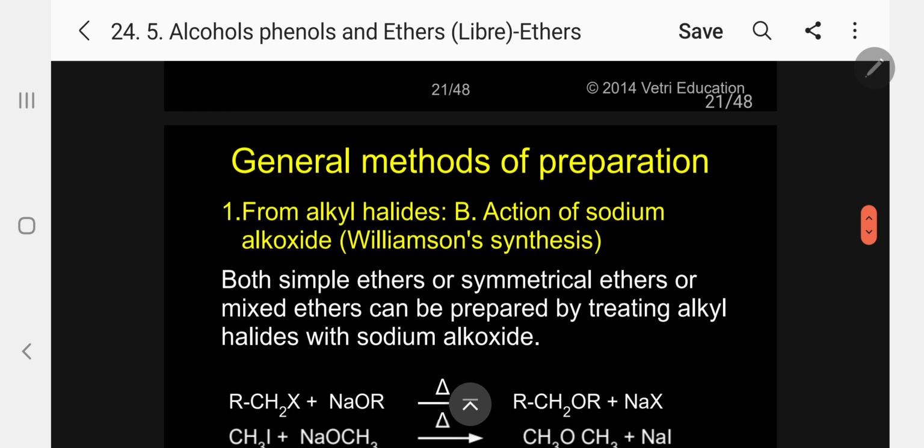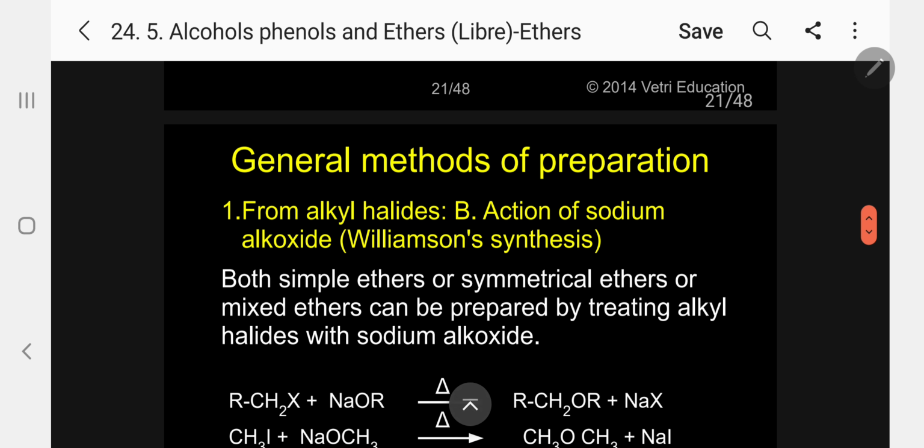The next one, again from alkyl halides, the second method is action of sodium alkoxide. First one was silver oxide, second one is action of sodium alkoxide. The famous reaction is called Williamson synthesis. It is a synthesis for ether.